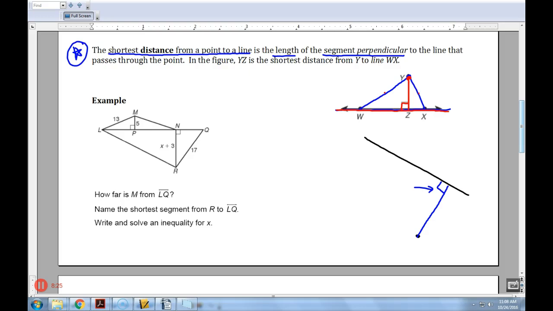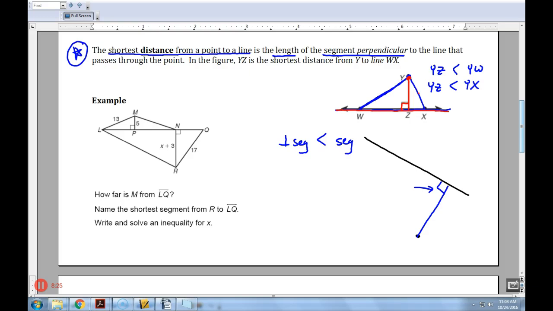And I can set up algebra problems, I can set up inequalities to tell me that some distance is shorter than another one. For instance, up above, the distance from Y to Z for sure is less than the distance from Y to W. Okay, that's a longer distance. I also know that the distance from Y to Z is shorter than Y to X. Okay, so that's important. The perpendicular segment is always going to be less than all the other segments. The perpendicular segment is the shortest.